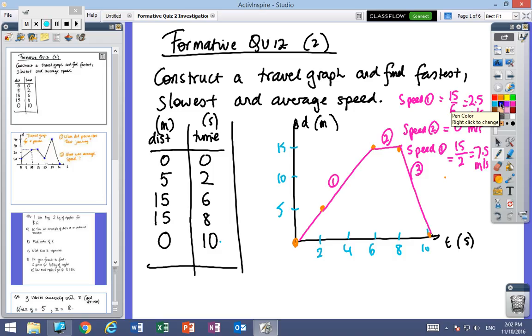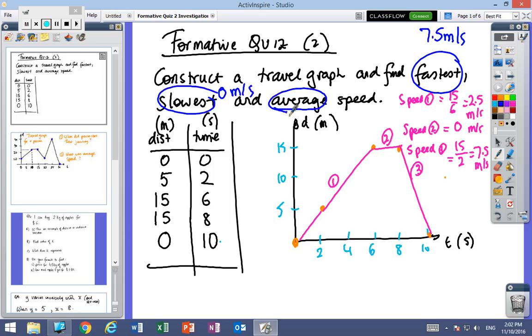So the question is, find the fastest speed, that's 7.5. Find the slowest speed, that's 0. And the average is the total distance. So you've gone out 15 and then back 15. So the average, you've gone 30 meters in 10 seconds. So your average is 3. Okay. You'd space it out better than that, but they're the answers. So come across when you're ready.